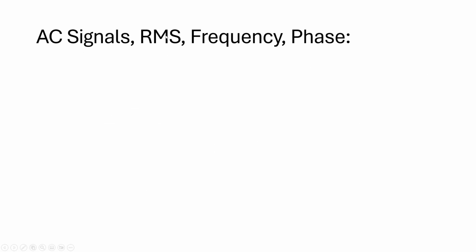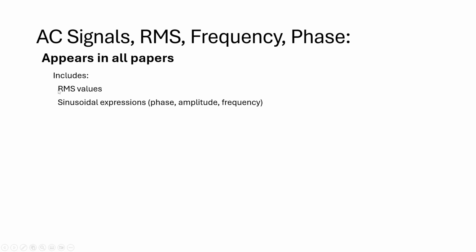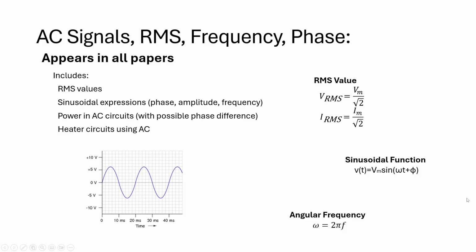Anyways, for AC signals, RMS, frequency and phase difference, again, appears in literally every paper known to man. It includes the RMS values, which is root mean squared, if you don't know what that is. It also includes sinusoidal expressions, power in AC circuits, and heater circuits using AC. These are all your equations, right? Pretty standard, not a lot of equations, but what you do need to know thoroughly is this right here. And in case you don't know what this is, a little overview.